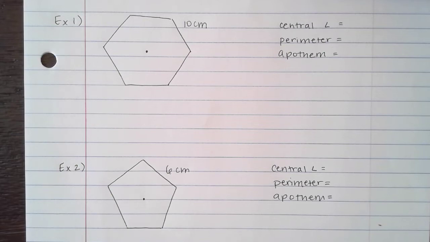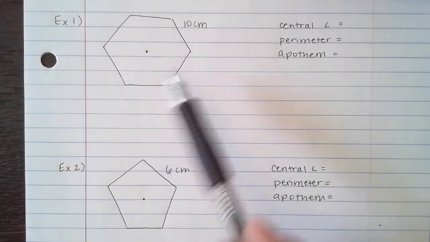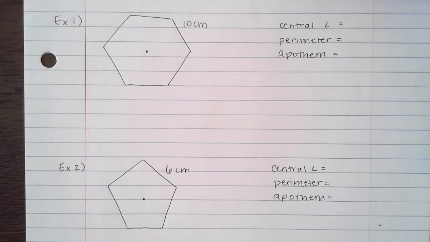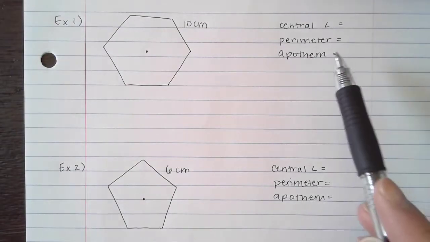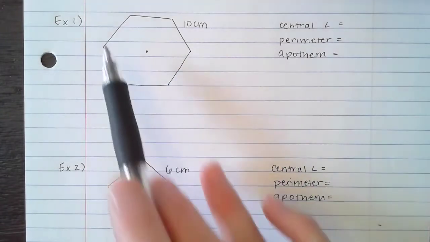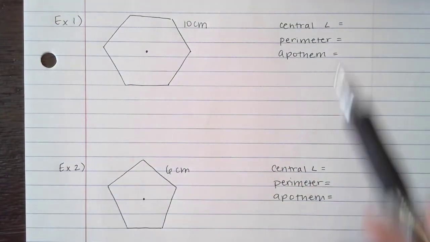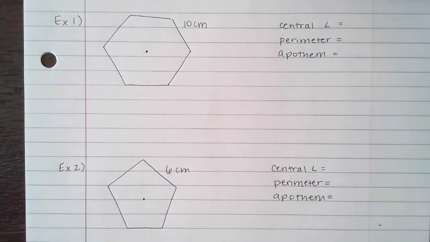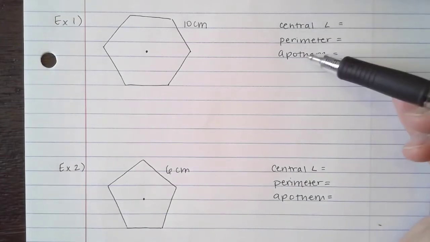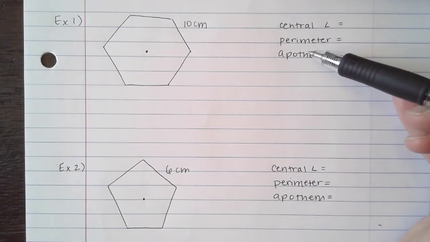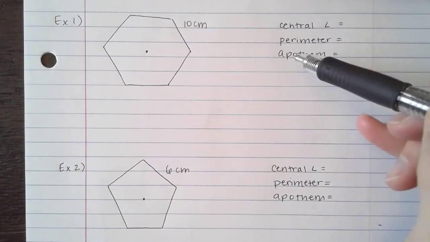All right, let's look at some examples involving hexagons, pentagons, and how to find the perimeter, apothem, and central angle. Tomorrow, when we're looking at how to find the area of these regular shapes, we're going to use the perimeter and the apothem, and we have to use the central angle to find the apothem. So you're going to need to know how to find all of these individual things tomorrow, and that's why we're working on it today.